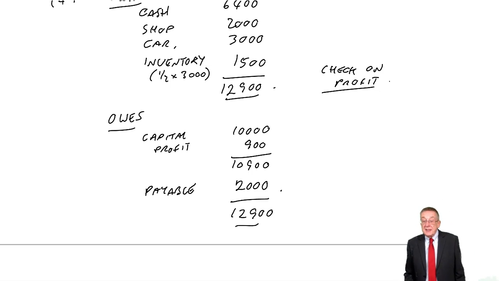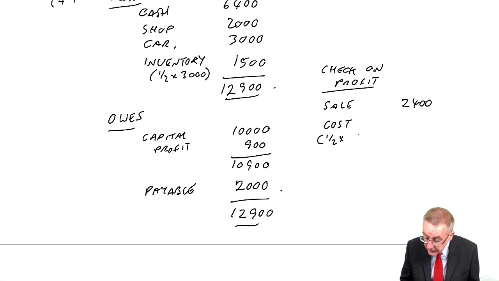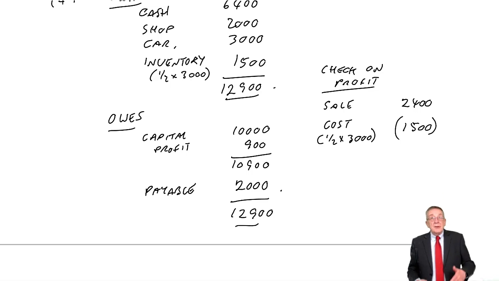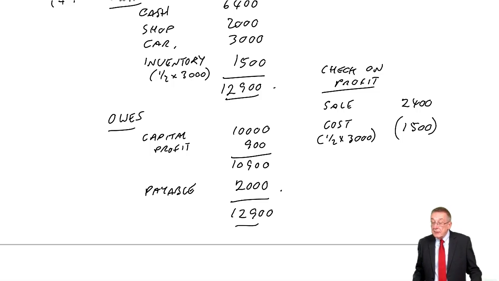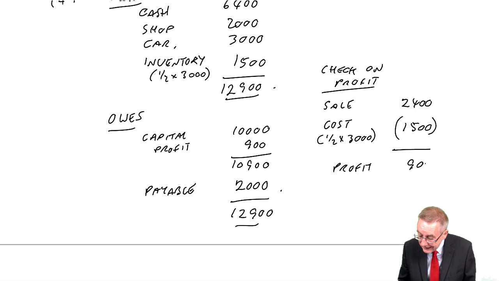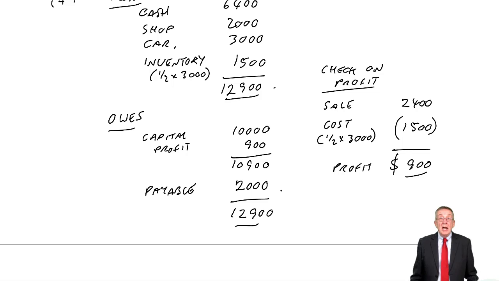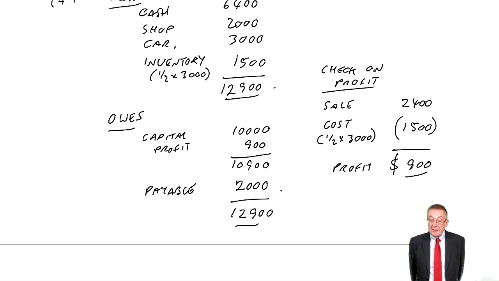Why we're making a profit: we sold goods for more than they cost. The sale, we sold goods for, what was it, 2,400. What was the cost of what we sold? Well, it was half of the inventory, 1,500. And if you sold goods that had cost 1,500 for 2,400, well, we've made a profit of 900. And any profit belongs to the owner, so the total capital now, the total owed to the owner, is the 10,000 they originally put in the business plus the 900 profit.